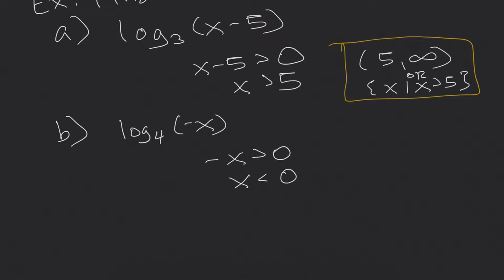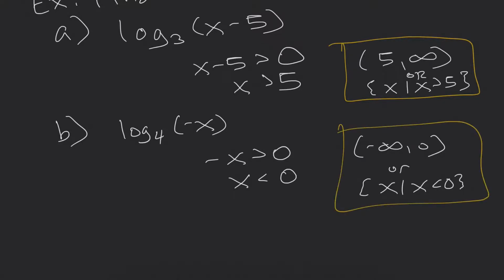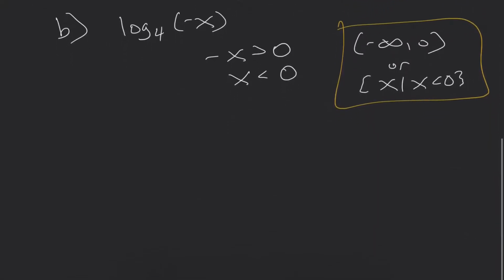That time now, because with this negative, we flip the sign, we end up getting x is less than 0. So negative infinity to 0, or x such that x is less than 0. And let's see here, let's say part C.